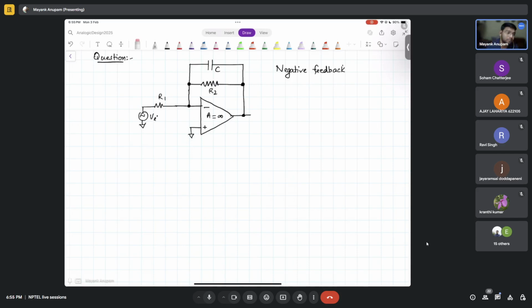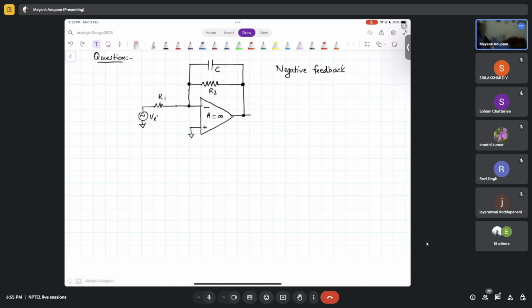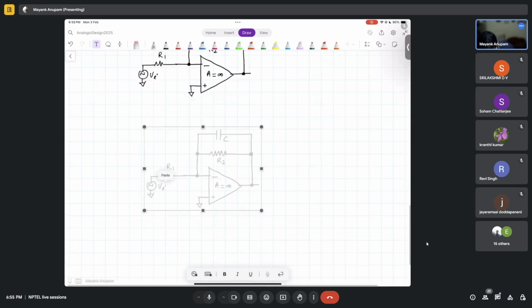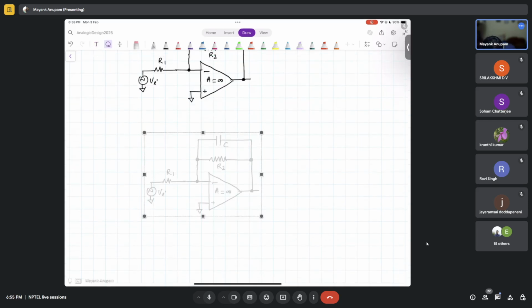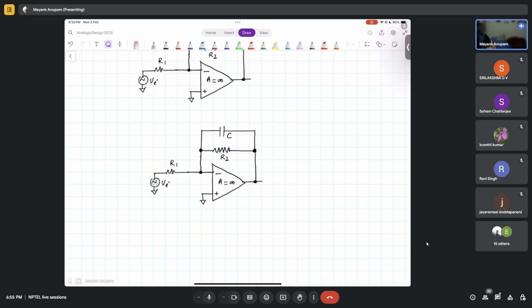We remove any sources first. Okay, good, right. Sorry for that. Let's first remove the sources. So take copy and paste. I'm very sorry, I'm coughing a lot. Yes, you have to remove the sources first. Instead of this voltage source, what should I replace it with?